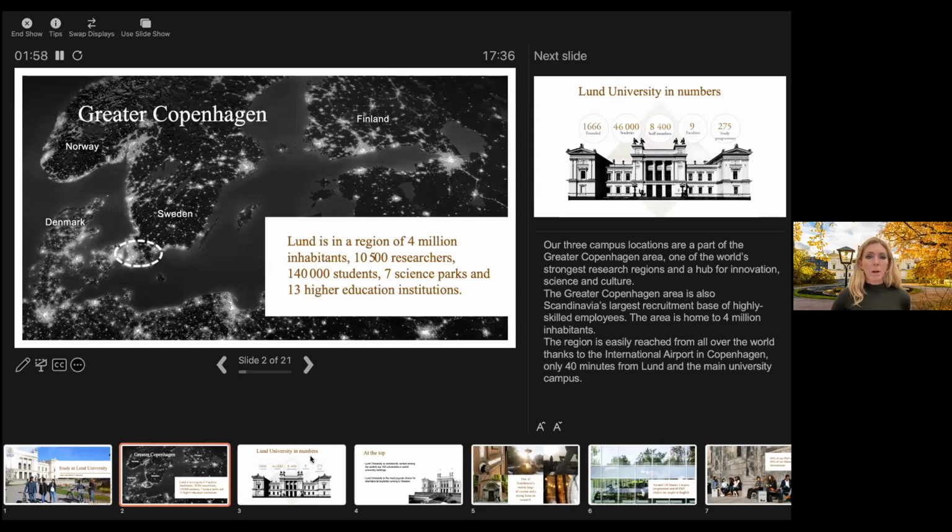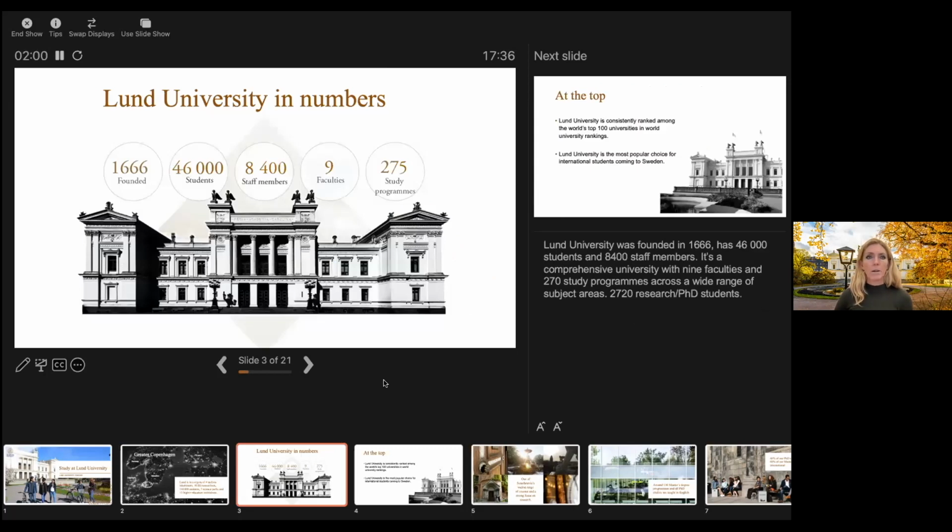Zooming in a little bit more on the actual university, here are some key facts about Lund University. As you can see, we are a very old university. We were founded in 1666 already. And we have around 46,000 students, so it's also a very large university. We have about 8,400 staff members across the 9 faculties. We're going to talk a little bit more about that. And we are a comprehensive university, which I will get to as well. So we will see all the subject areas that our faculties represent.